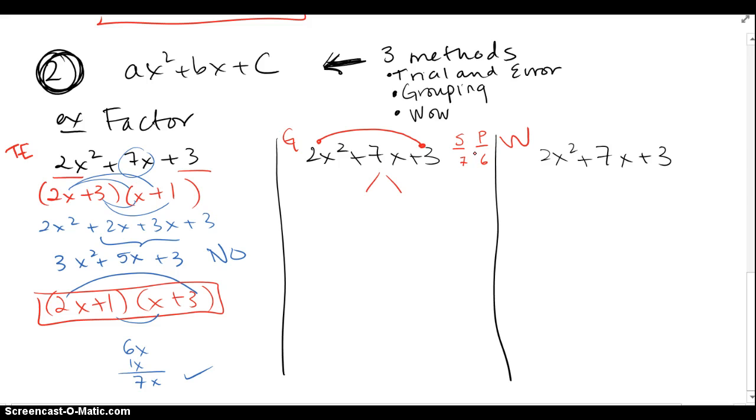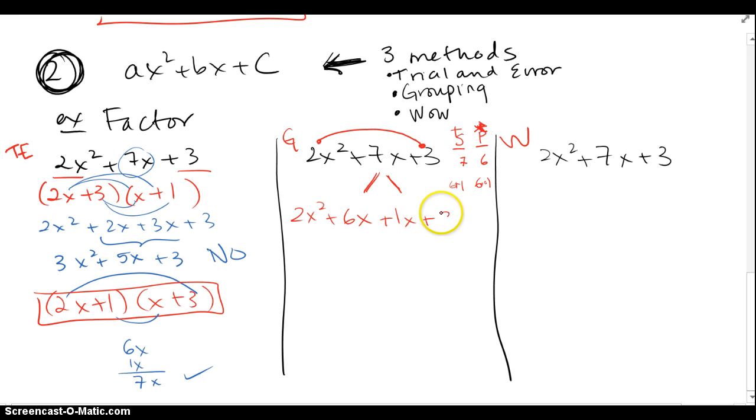And the reason I have these there is because I'm going to split open the 7 in terms of two other numbers that's going to satisfy this. So the product is going to be 6 and the sum is going to be 7. In other words, two things that multiply to give me 6 but add to give me 7. And those two numbers have to be 6 and 1. 6 times 1 gives me 6, and 6 plus 1 gives me 7. So I break open the middle term in terms of those two numbers.